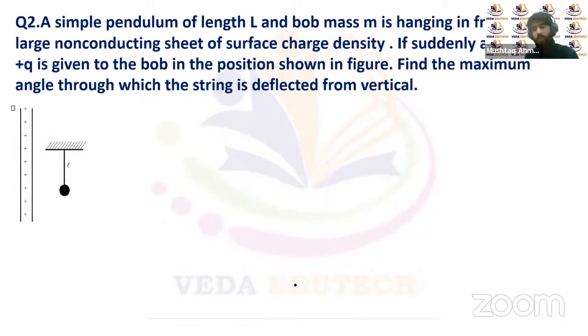Now, moving to the next question, right? The next question is that a simple pendulum of length L and bob mass m is hanging in front of a large non-conducting sheet of surface charge density sigma, right? Let's suppose plus sigma is the surface charge density of the long infinite sheet. It's a non-conducting sheet, right?